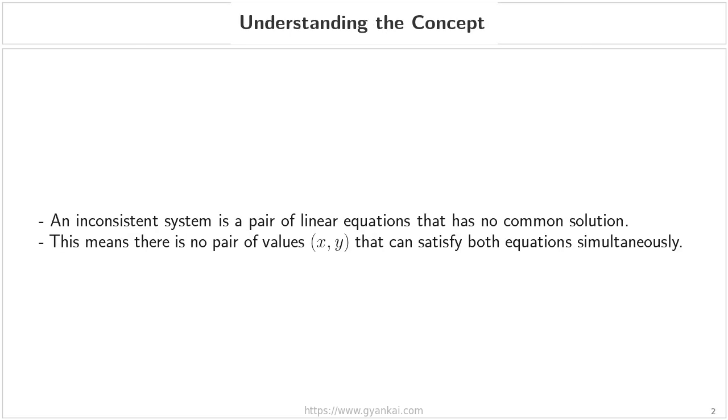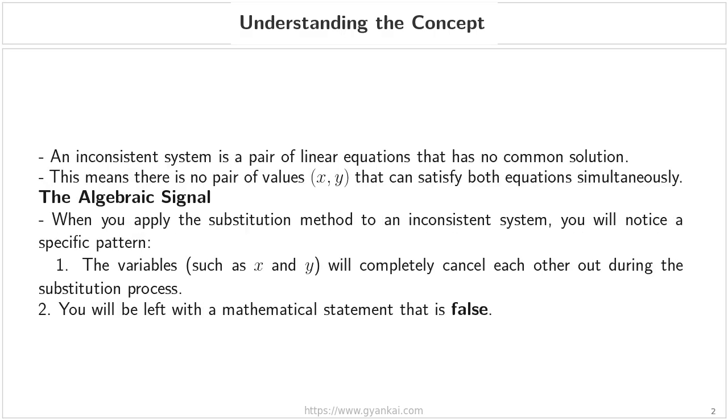Understanding the concept. At its core, an inconsistent system is simply a pair of linear equations that has no common solution. To put that in simpler terms, there is no pair of values, x and y, that can satisfy both equations at the same time. So, how do you spot this while you are working through your algebra? I like to call this the algebraic signal.